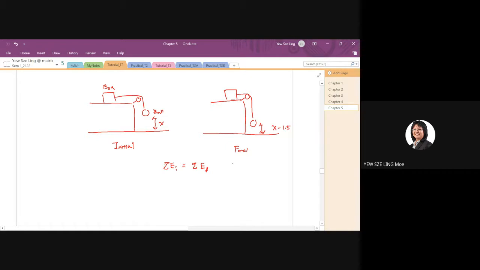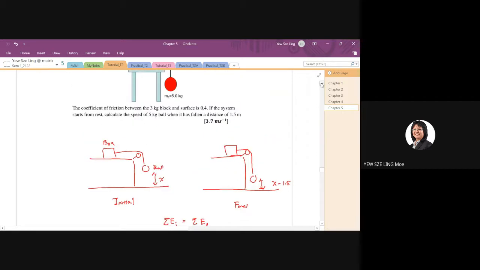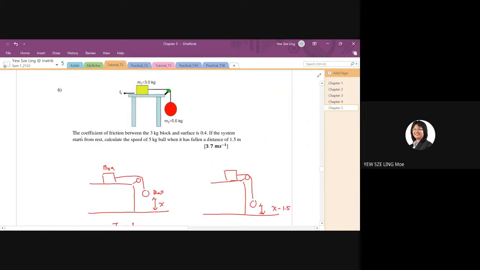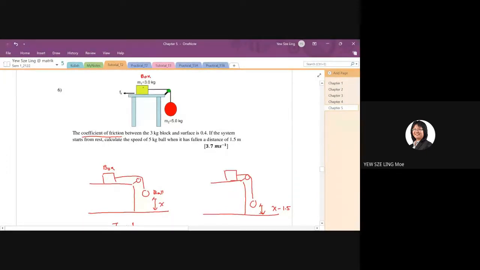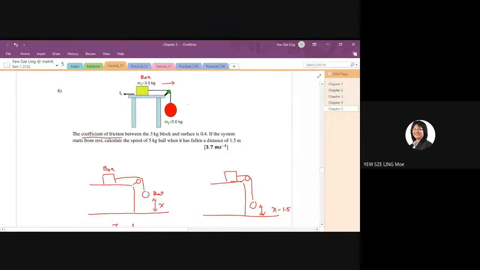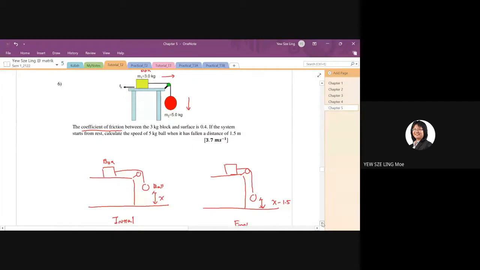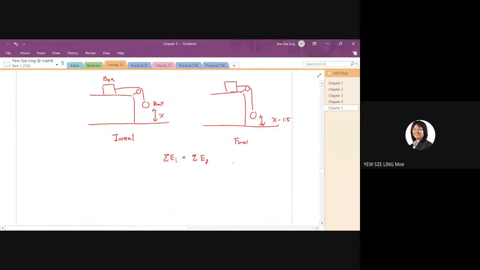So what are we going to do now? You look at the question again. It says you have coefficients of friction, which means that there is an energy loss for object box. The box experiences an energy loss, and then the other object is dropping. One is moving on the surface and one is dropping. Both of them are moving, just that one involves kinetic energy and one involves potential energy.